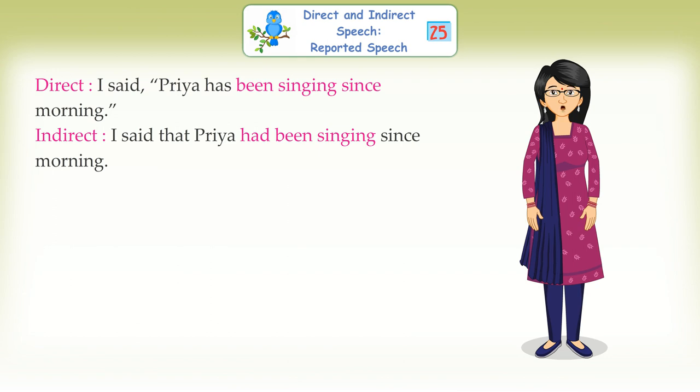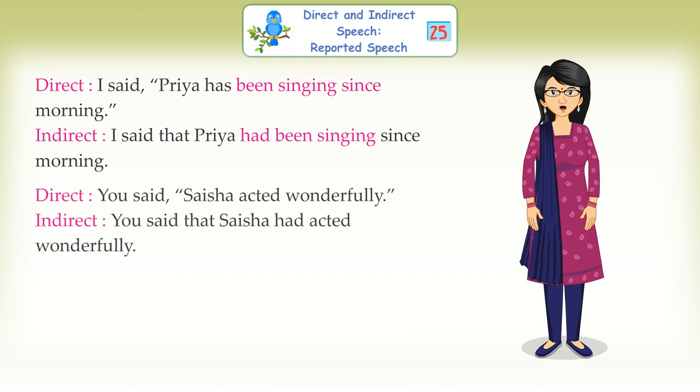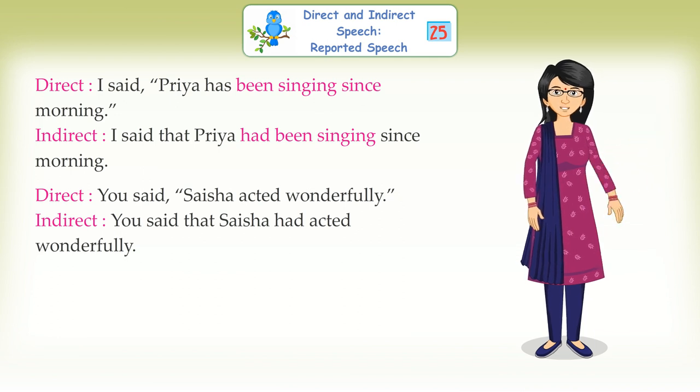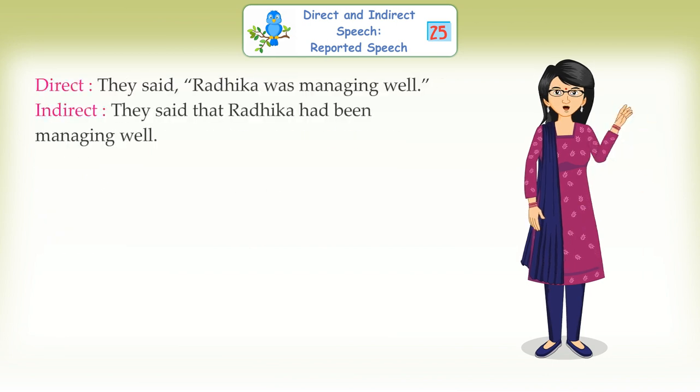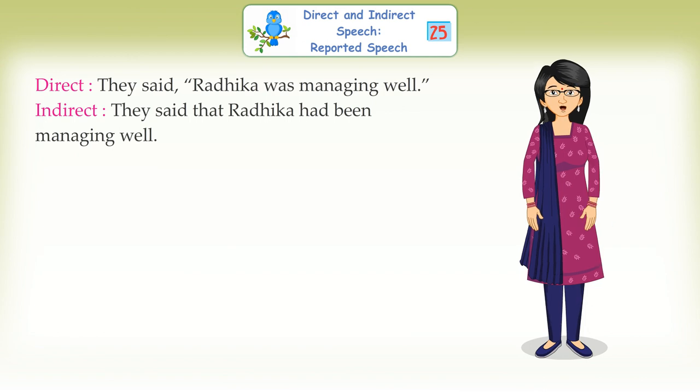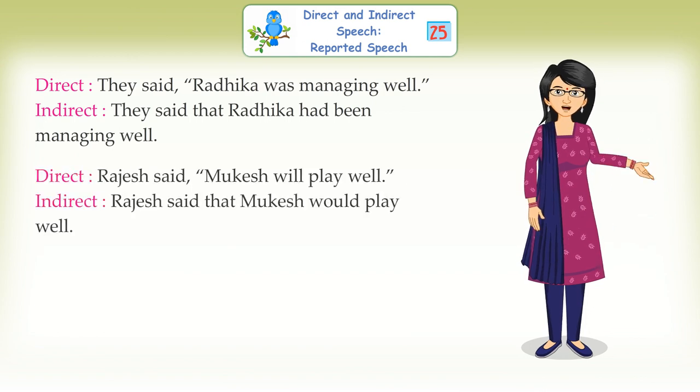Direct: I said, "Priya has been singing since morning." Indirect: I said that Priya had been singing since morning. Direct: You said, "Saisha acted wonderfully." Indirect: You said that Saisha had acted wonderfully. Direct: They said, "Radhika was managing well." Indirect: They said that Radhika had been managing well.